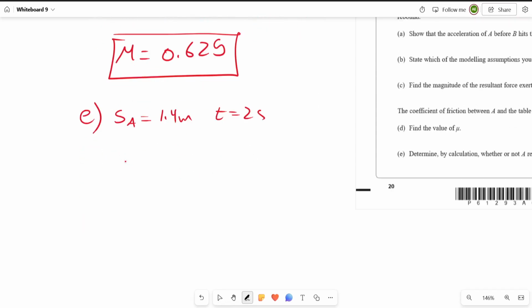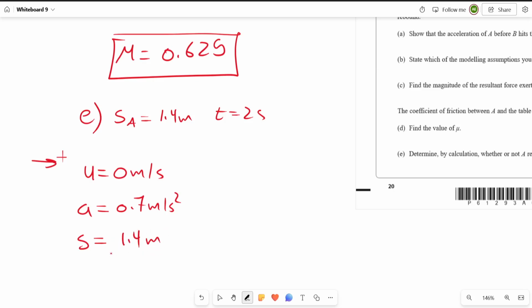So let's use kinematics again. Let's think about the things that A has. Let me take right direction for A as positive. A started with 0 velocity, so U is 0. A is having an acceleration of 0.7 meters per second squared. We talked about that. S was 1.4 meters to the right, so it's going to be positive 1.4 meters. And I want my V.